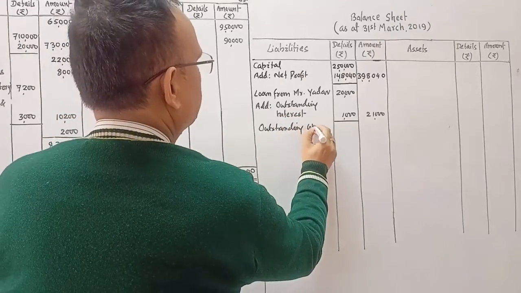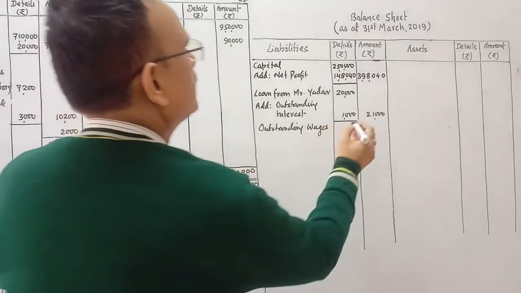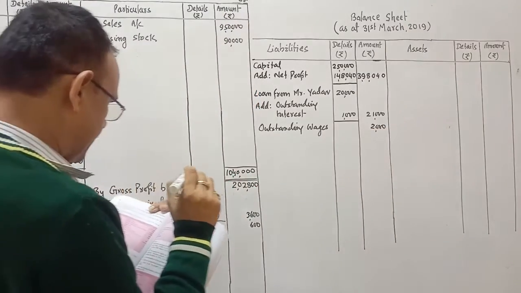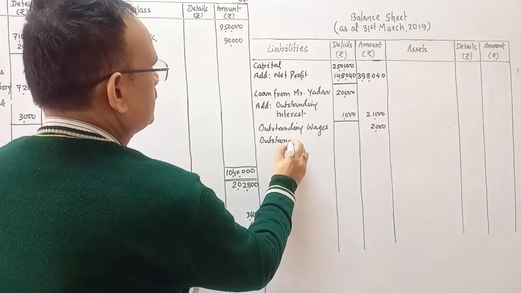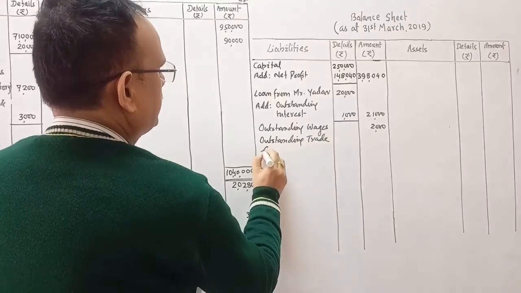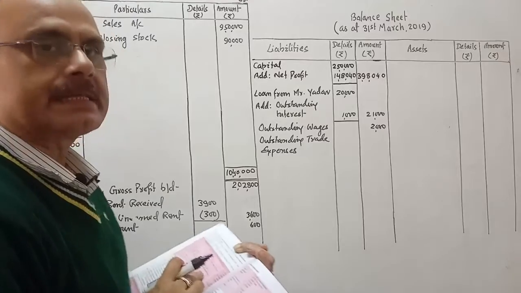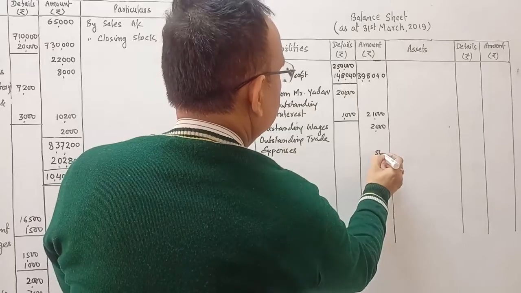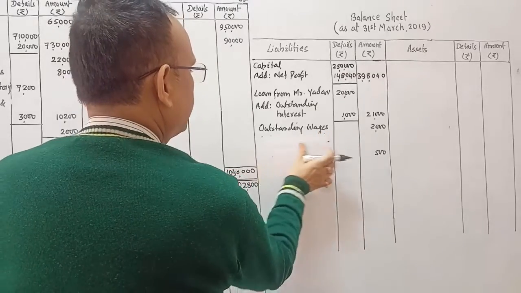Thereafter, see in the trial balance credit side, outstanding wages is given. So write the outstanding wages which is given in the trial balance. It's not an adjustment, so we will write directly this amount in the liability side. Thereafter, trade expenses accrued but not paid. This is also called outstanding trade expenses. Outstanding trade expense is how much? It is 500.